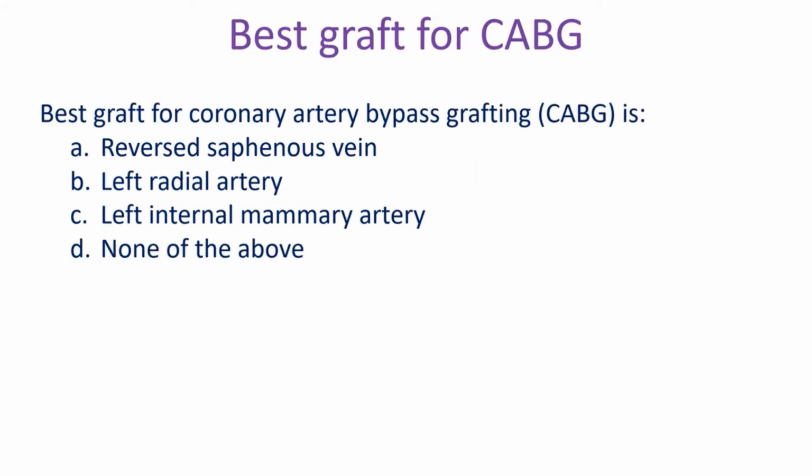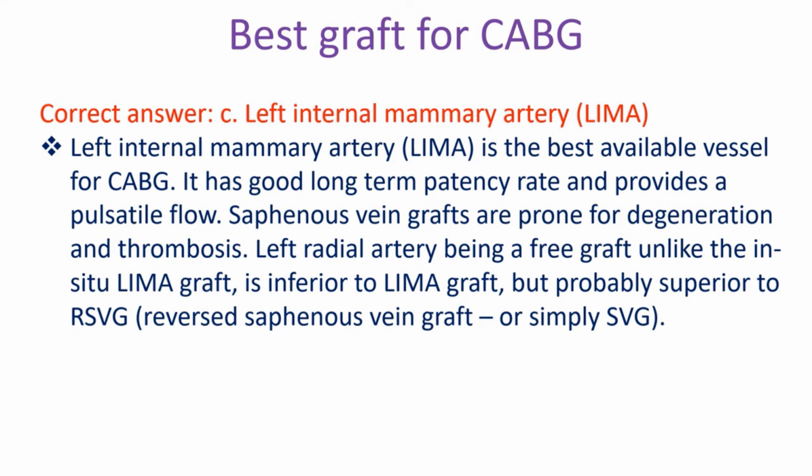Best graft for coronary artery bypass grafting is A. Reversed saphenous vein, B. Left radial artery, C. Left internal mammary artery, D. None of the above. Correct answer C. Left internal mammary artery. Left internal mammary artery is the best available vessel for CABG. It has a good long-term patency rate and provides a pulsatile flow. Saphenous vein grafts are prone to degeneration and thrombosis. Left radial artery, being a free graft unlike the in situ LIMA graft, is inferior to LIMA graft but probably superior to RSVG.